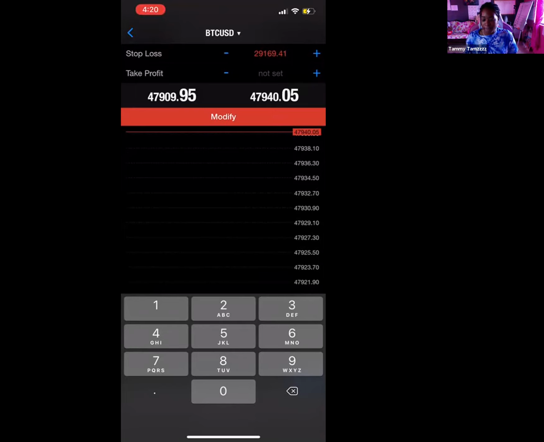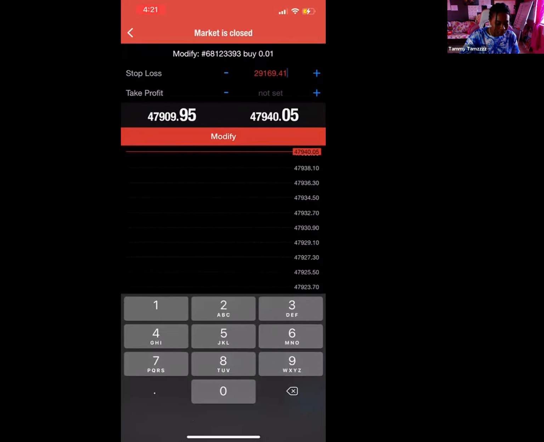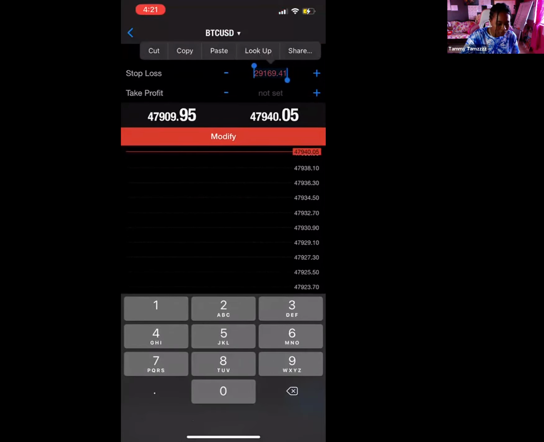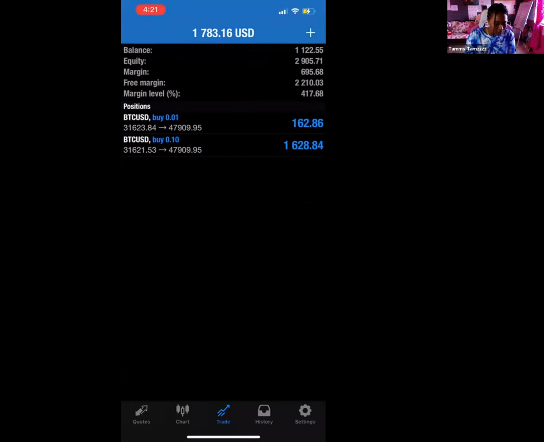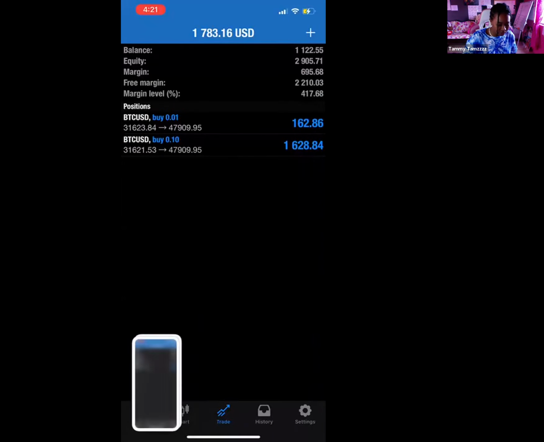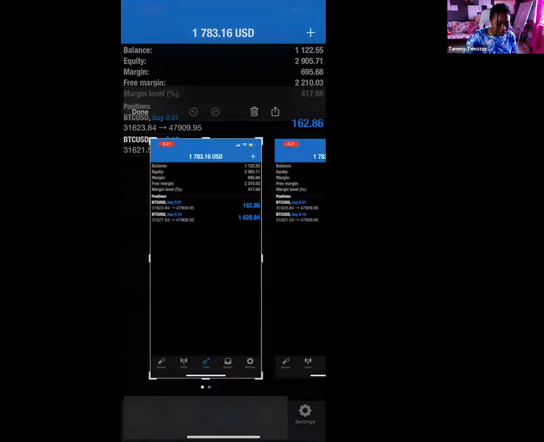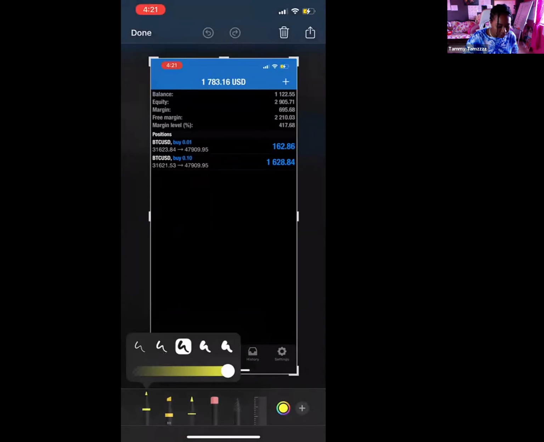How do you know your entry price? I'm going to show you. Boom. This is your entry price right here, the number that is directly underneath the currency that you're trading right here.